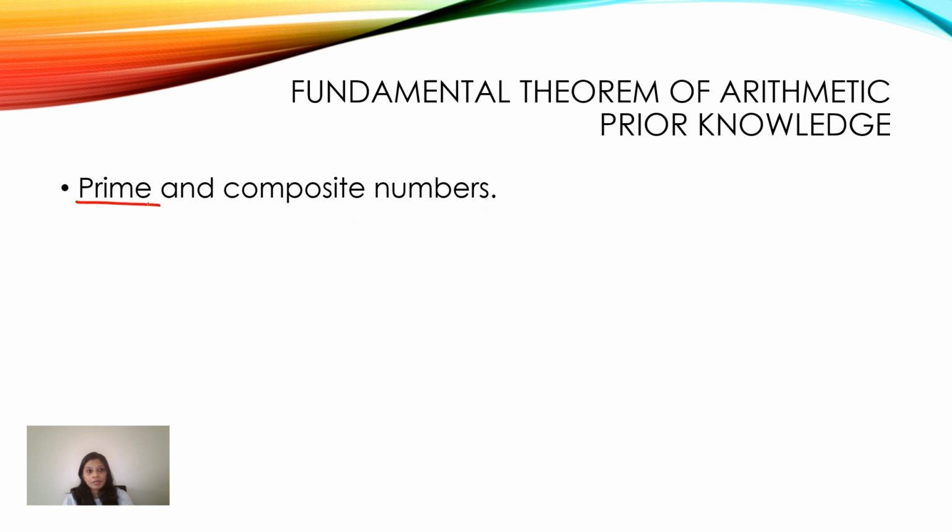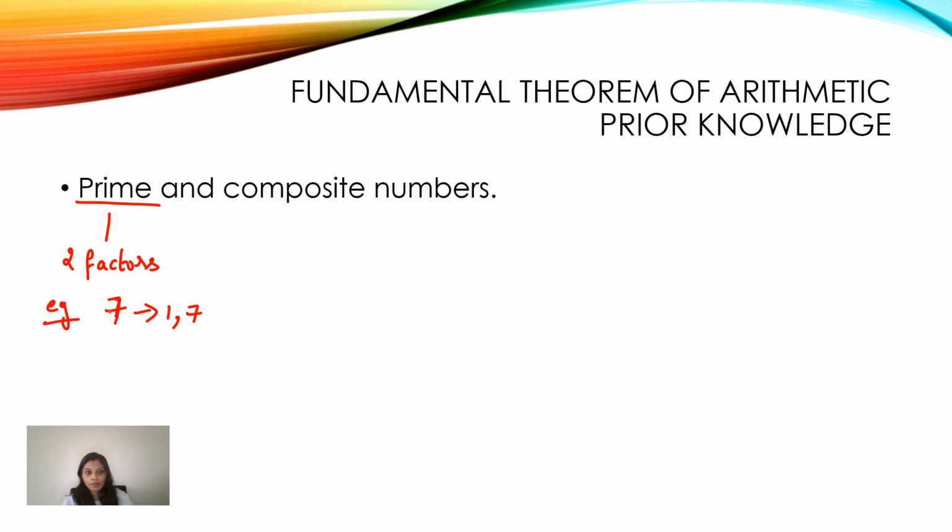So what are prime numbers? A prime number has two factors, isn't it? For example, if I say the number 7, 7 will be divisible by 1 and by 7 and leaves a remainder 0. So it has only two factors, isn't it? So a prime number has only two factors, the number 1 and the number itself.